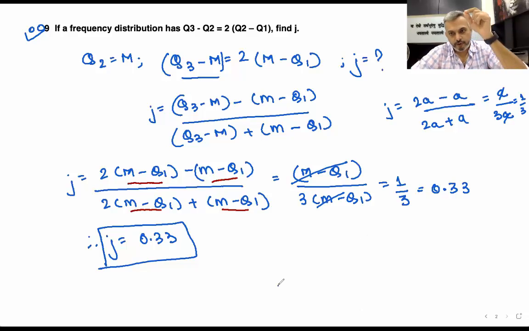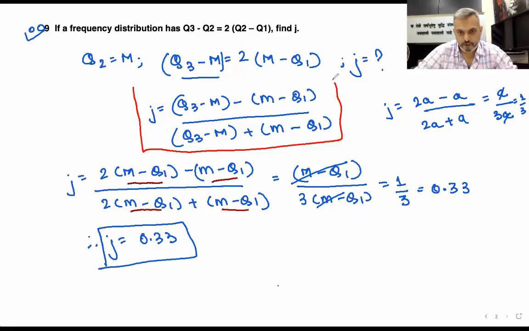And that's why when we wrote the formulas, I told you that this is an important formula. It will come in your short sums. So you have to remember this also.